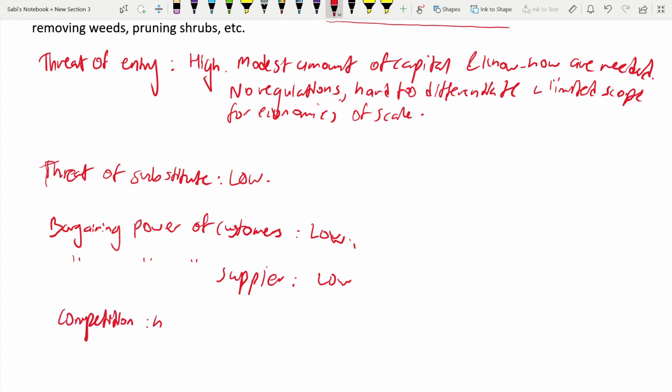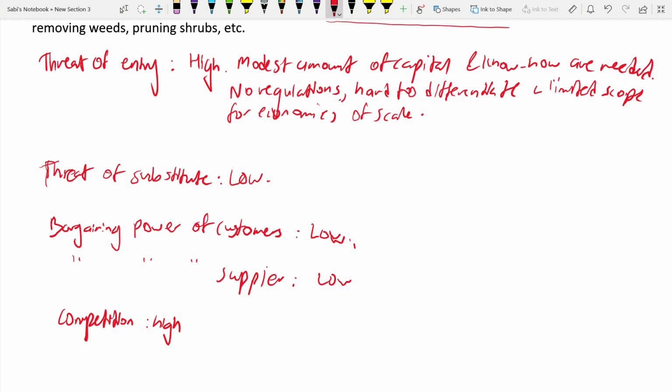Competition is high because business is very easy to get into. When a business is very easy to get into, competition is high, and there are negligible switching costs. Switching cost is very negligible. Easily you can switch from this competitor to that competitor.